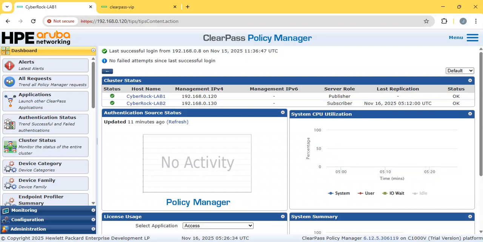Then the third part is, after 802.1X, the fallback mechanism, which is MAC authentication. Fallback mechanism is MAC authentication. Okay.